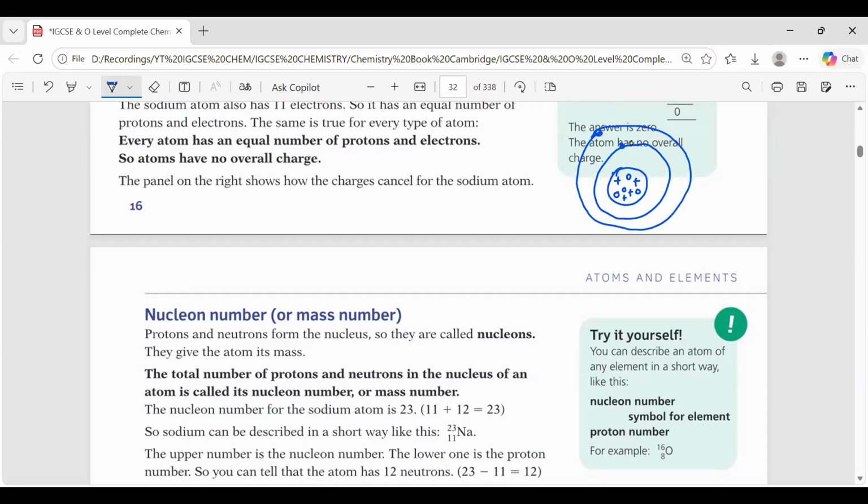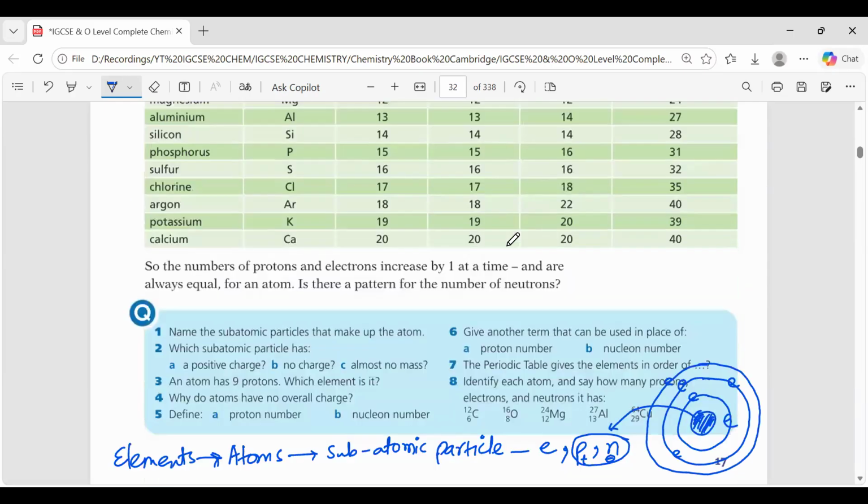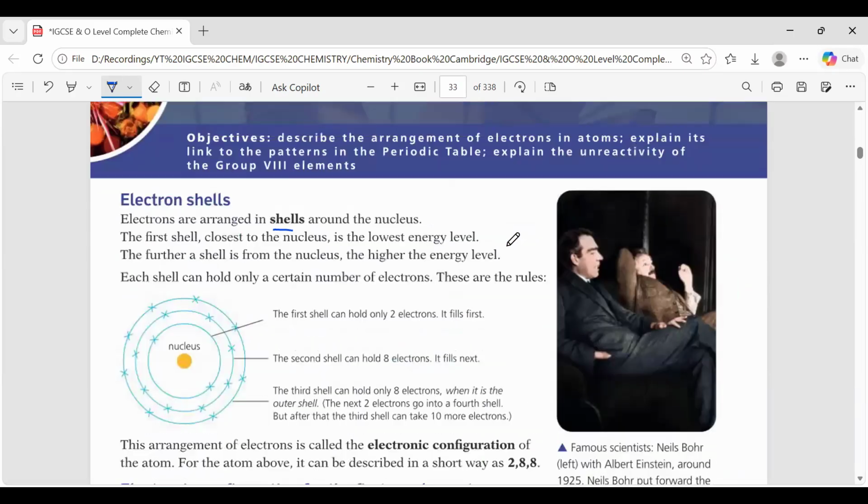shells. The electrons reside in the shells. Now we will see how the electrons are present in these shells, how the electrons are arranged in the shells. This is our topic.